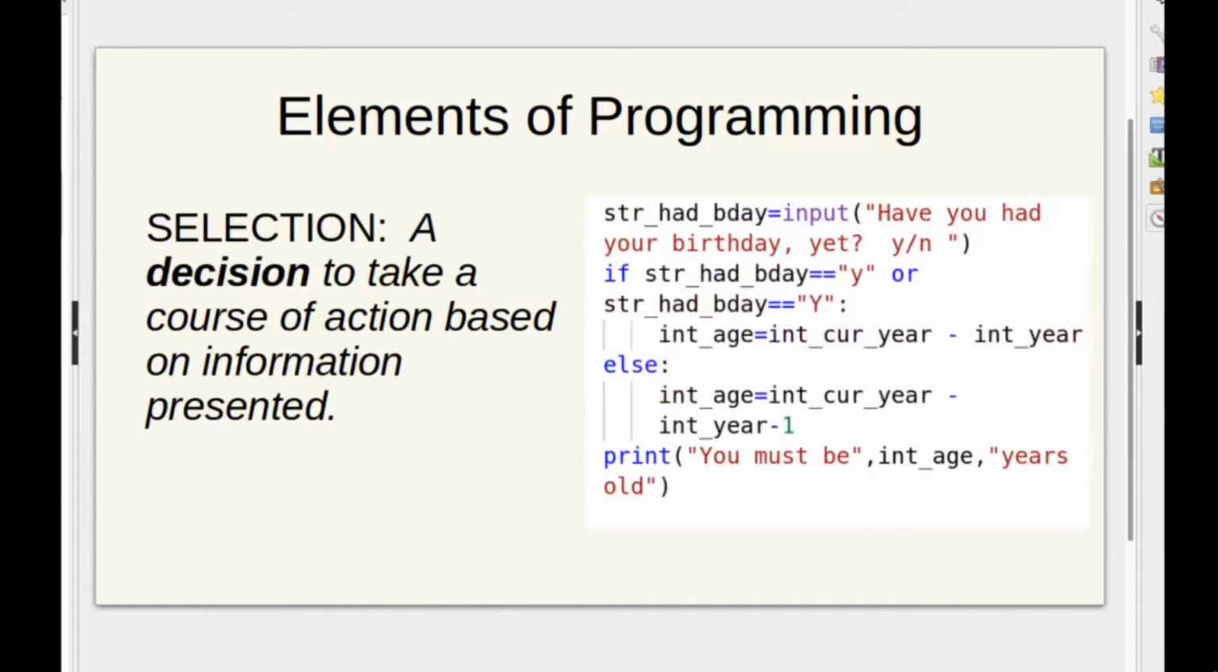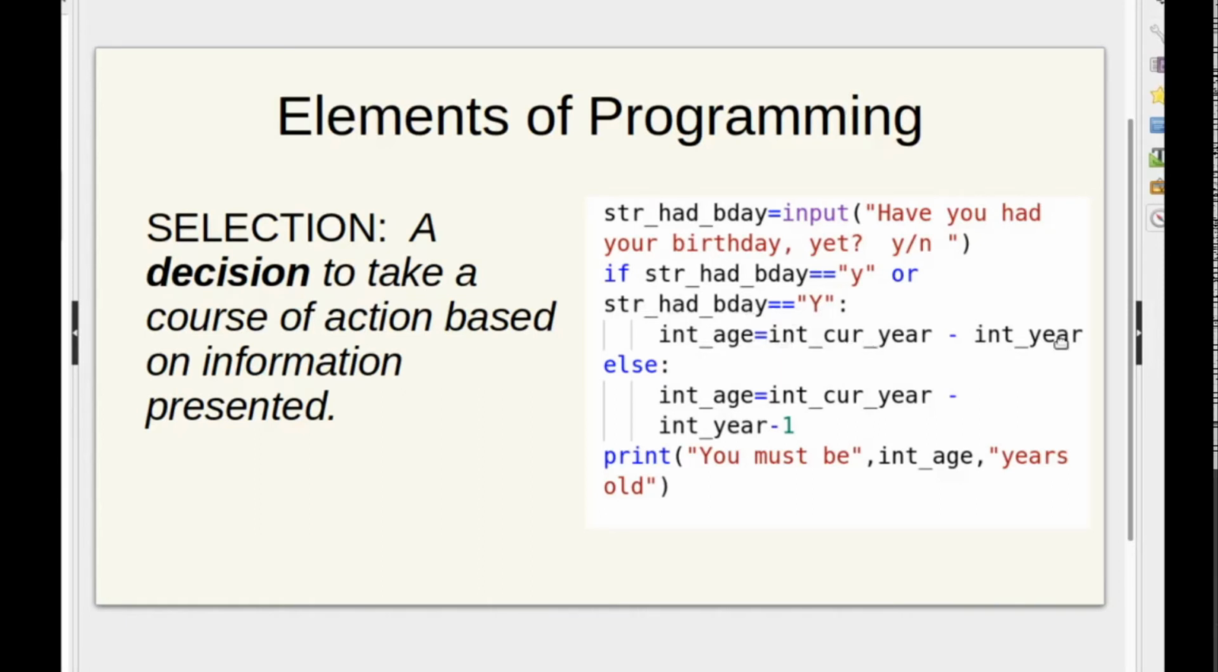Okay, nextly we have selection. Now, selection is a decision to take a course of action based on information presented. So, when we looked at calculating our age based on whether or not we've had a birthday, we declared a couple of variables. What year were you born? What year is it now? But we declared a string, have you had your birthday? If you've had your birthday, etc. Now, here's the selection: if the string had birthday equals yes, or string had birthday equals capital yes, the integer age equals the integer current year minus the integer year.